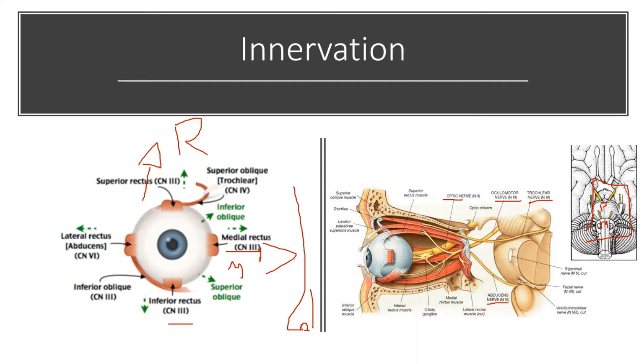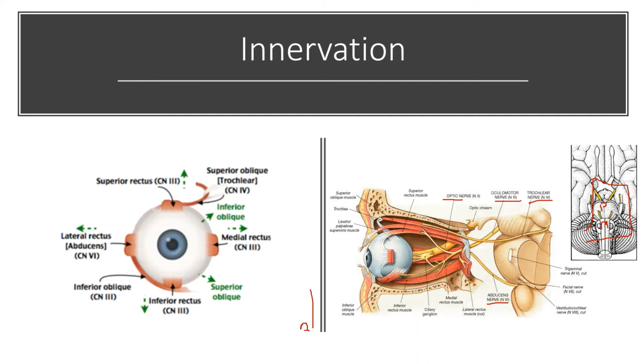Then we look at the trochlear. The trochlear also provides movement and does the superior oblique. And then abducens, I think of abduction. It abducts the eye, so it moves it laterally. Lateral rectus. So those are the movements, and those are the nerves.